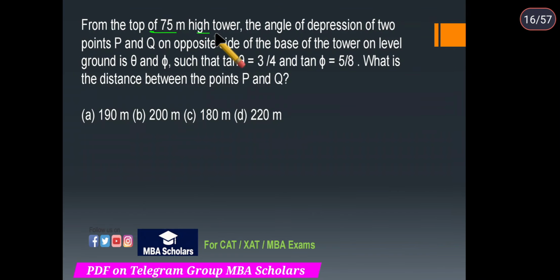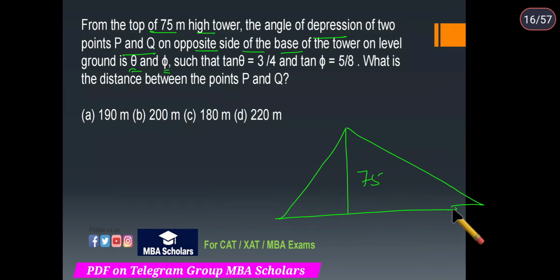From the top of 75 meter high tower, the angle of depression of the 2 points P and Q on the opposite sides of the base of the tower on the level ground is theta and phi। मतलब 75 मीटर का टावर है और दो अलग अलग अपोजिट साइड्स पे आपने देखा है। तो एंगल ऑफ डिप्रेशन मतलब अगर आप इस लेवल को समझते हैं तो ये जो एंगल है ये डिप्रेशन एंगल है, ठीक है। तो एक थीटा एक फाई है। तो बाय द ऑल्टरनेट प्रॉपर्टी ये फाई है तो ये भी कितना हो जाएगा फाई, ये थीटा है तो ये भी कितना हो जाएगा थीटा.